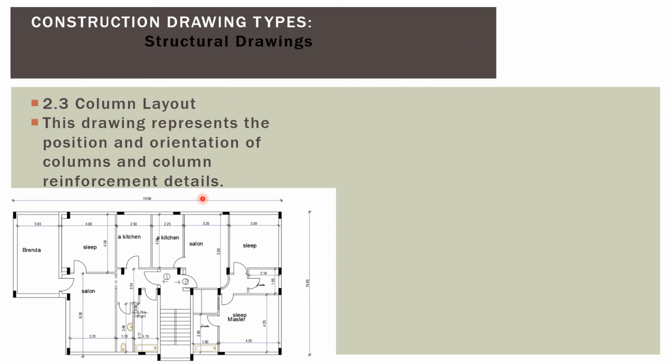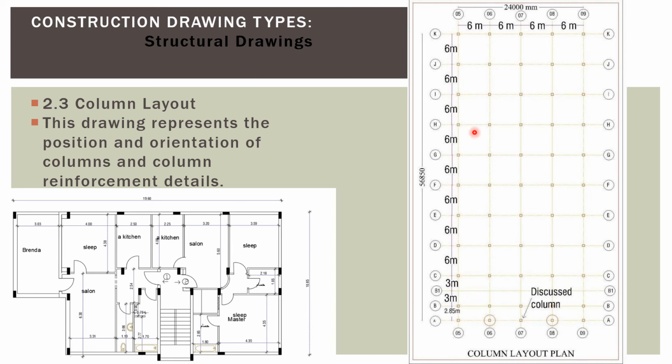Column layout plan. This drawing represents the position and orientation of columns and column reinforcement details, where the column will come after the structural analysis of the loads: external parameters, earthquake, wind loads, gravity loads, all types of loads. The column sizes and thickness are decided, and their steel reinforcement is provided in the structural drawings. This is another example of the column layout plan, with column spacing in grid form, shown in this second example drawing.